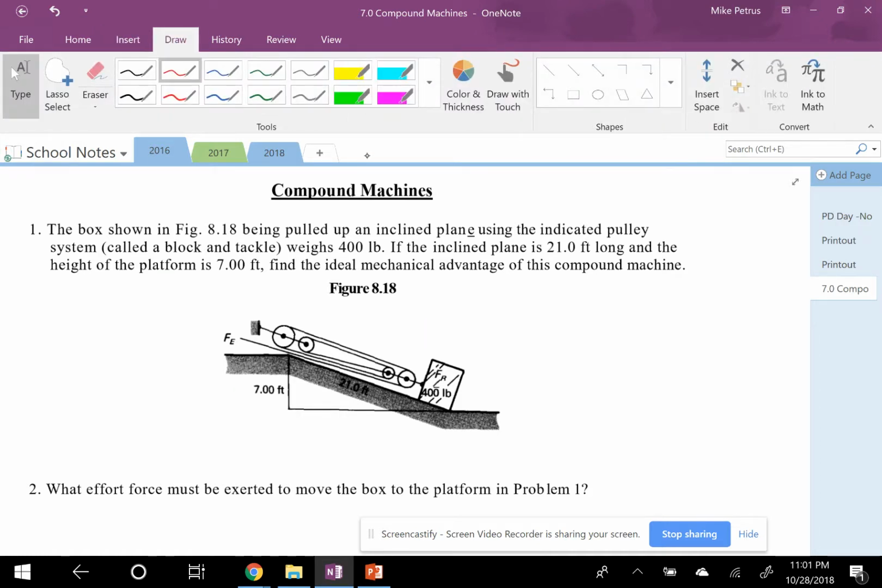So let's just make sure I'm going to be able to draw on this thing. Oh, it looks okay. And let's erase that.